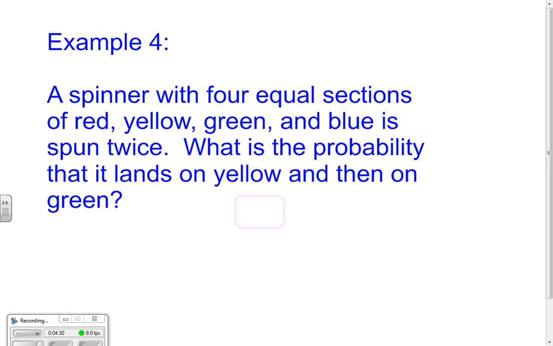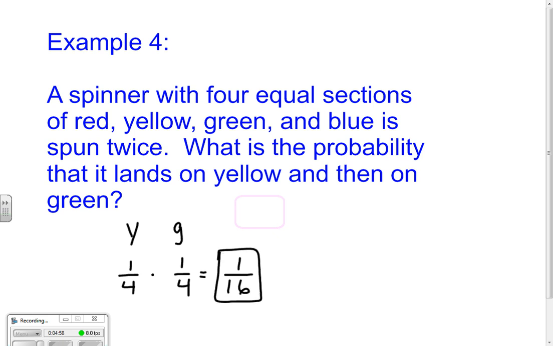A spinner with 4 equal sections of red, yellow, green, and blue is spun twice, independent, spin twice. What is the probability that it lands on yellow and then green? So I need to do yellow and then green. The probability that it lands on yellow is 1/4 because there's 1 yellow over 4 total sections. And the probability that it lands on green is also 1/4 because there's 1 green and 4 total sections. Multiply them together to get an overall probability of 1 over 16.